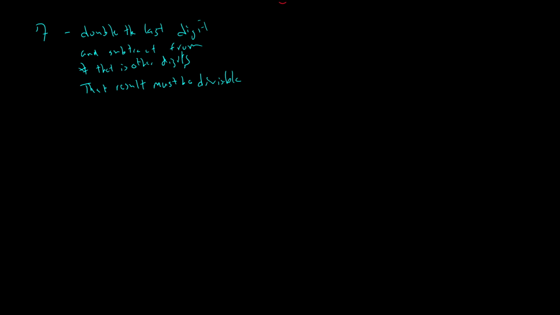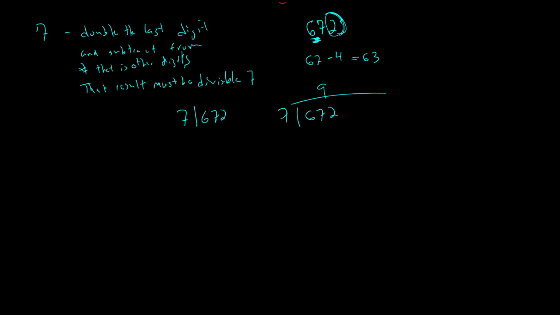This one sounds odd, so let's do a couple of examples. 672. So I'm going to double the last digit, 2, and get 4, and I'm going to subtract it from 67. 67 minus 4 is 63. Well, 63 is divisible by 7, so 7 does divide 672. Well, let's check. 7 goes into 67 9 times, and 6. And we have no remainder.